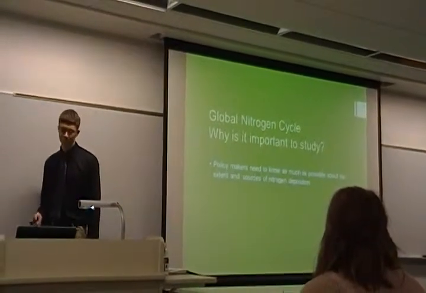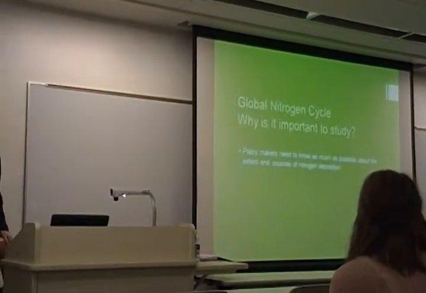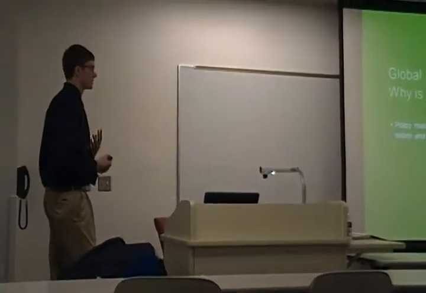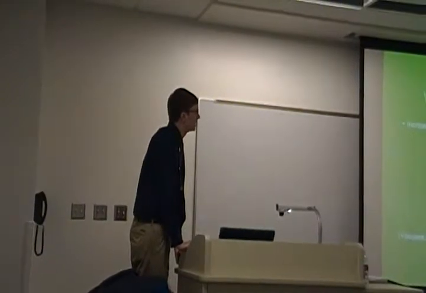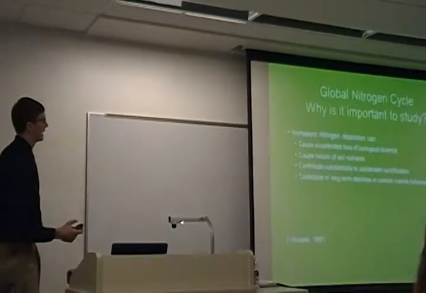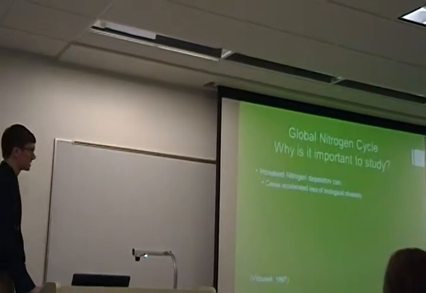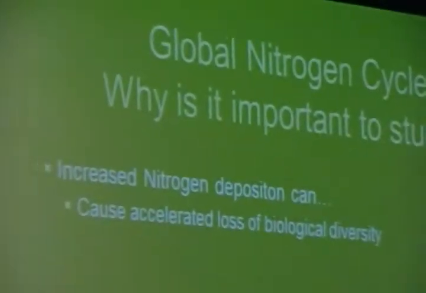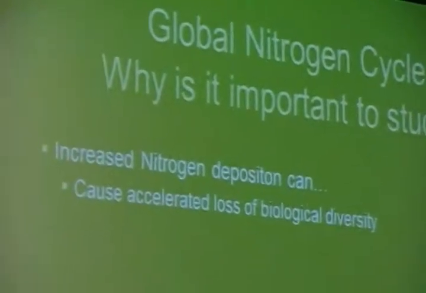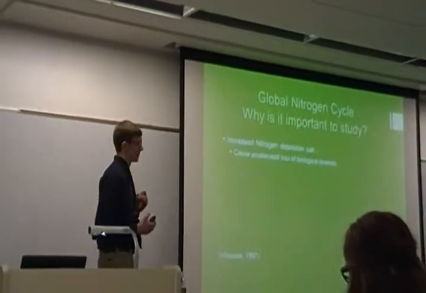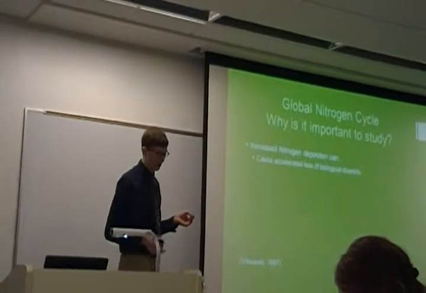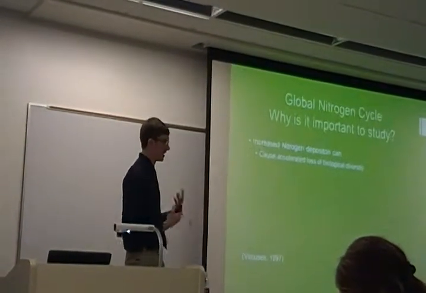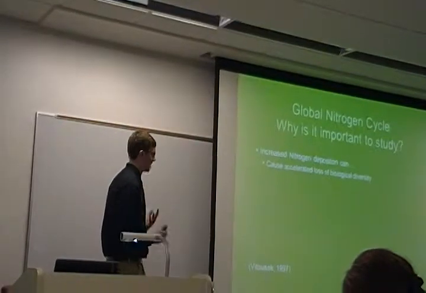So why is any of this important? It's important because policymakers need to know as much as possible about the extent and sources of nitrogen deposition so they can make regulations about emissions. Increased nitrogen deposition can cause accelerated losses of biological diversity in an ecosystem. It can do this because if there are organisms or plants that thrive in low nitrogen environments, they can be wiped out and pushed out by organisms that thrive off of high nitrogen depositions and really high nitrogen concentrations in the environment.